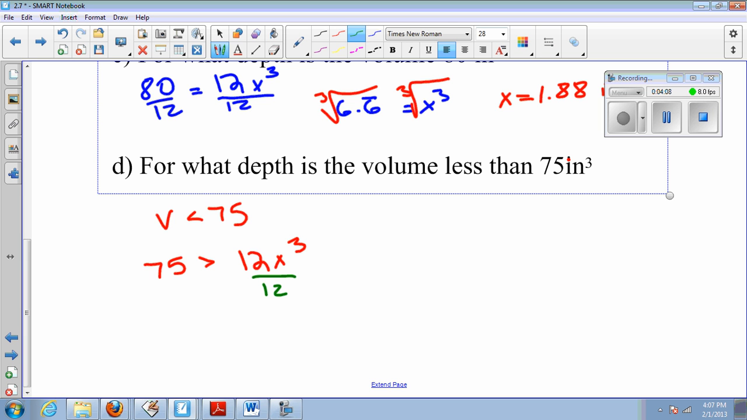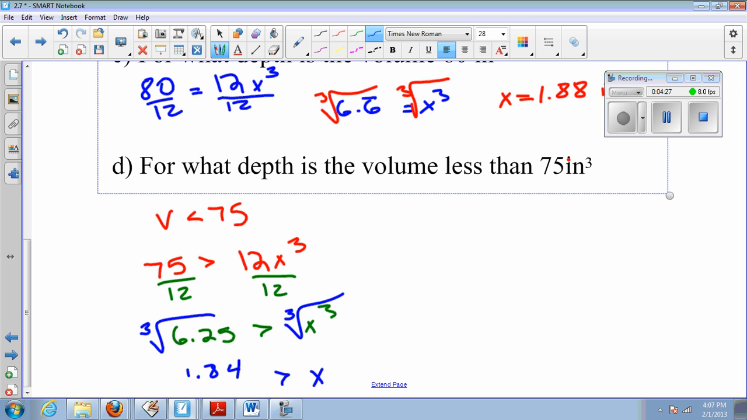Divide by 12. 6.25 is greater than x cubed. Cube root both sides. And we get x is less than 1.84, which makes sense because when it was 1.88, our volume was 80. We want 75, it's a little bit smaller.